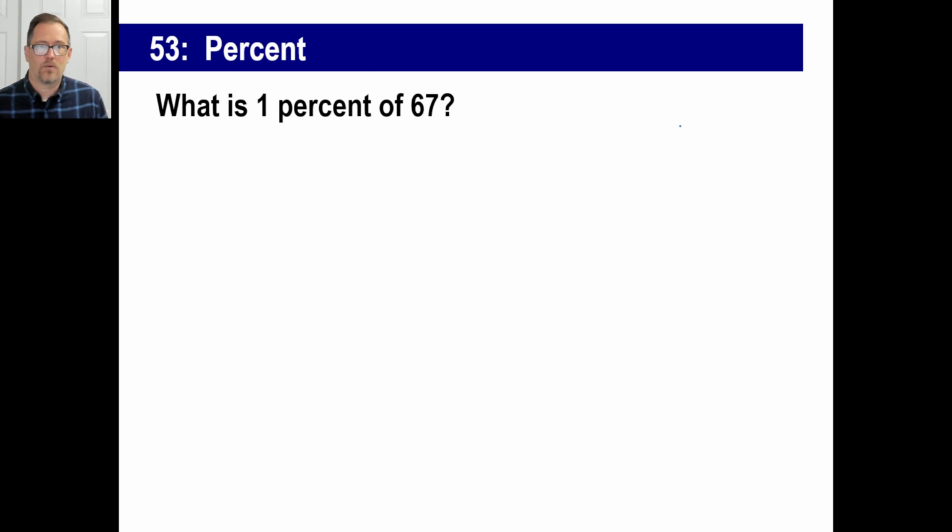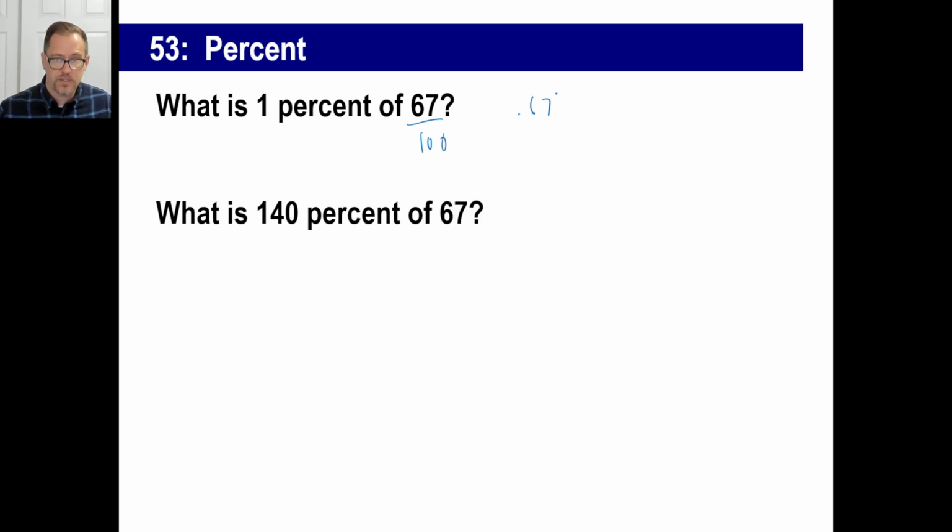All right, how about 1% of 67? Well, again, anytime you find 1% of a number, you're just dividing by 100, right? So you just go, okay, 67 divided by 100. Now, if you wanted to write that as a decimal, you could write, okay, fine, just 0.67. There you go, all right?